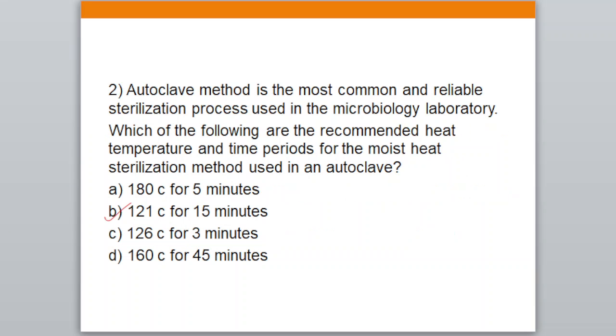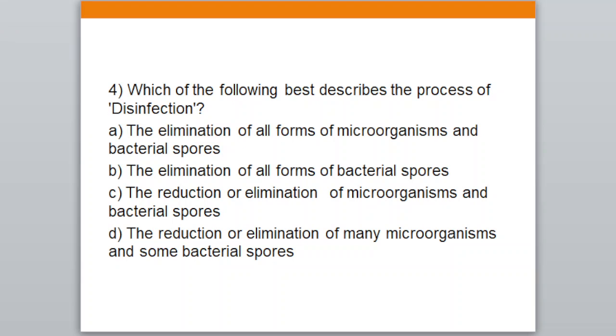Question number 4. Which of the following best describes the process of disinfection? Option A. The elimination of all forms of microorganisms and bacterial spores. Option B. The elimination of all forms of bacterial spores. Option C. The reduction or elimination of microorganisms and bacterial spores. And option D. The reduction and elimination of many microorganisms and some bacterial spores. So your correct answer is option D, the reduction or elimination of many microorganisms and some bacterial spores.